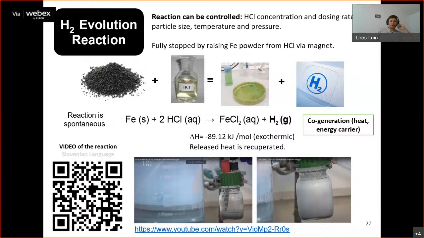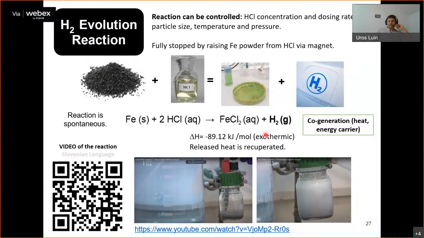And how can we control this reaction? There are many ways how we can control it. We can control over HCl concentration and dosing rate of acid. We can adjust iron particle size. We can adjust temperature, or pressure. So there are many ways how we can have control over this production. And we can also fully stop the reaction if we just lift the iron powder out of the acid by, let's say, electromagnet or classical magnet.